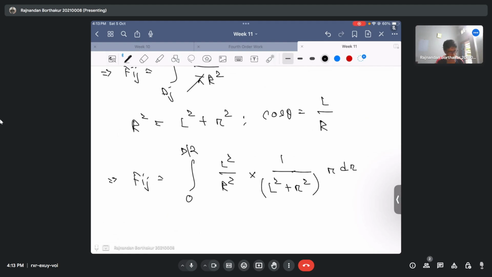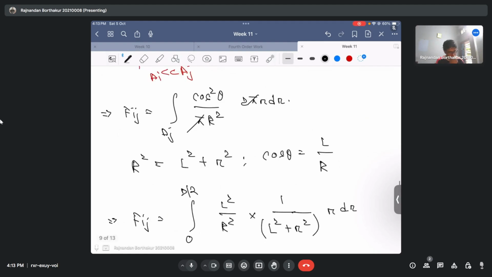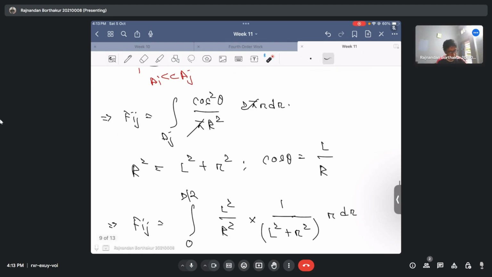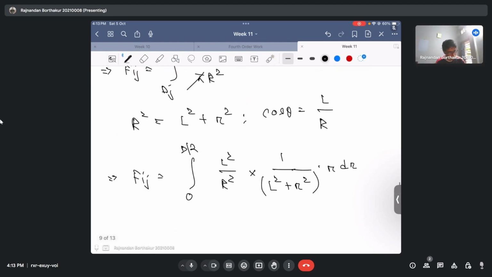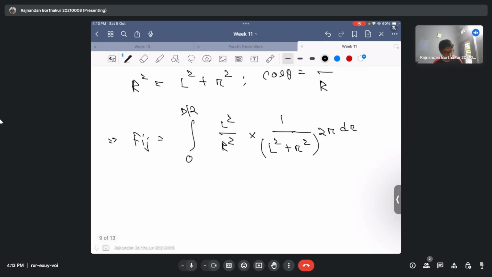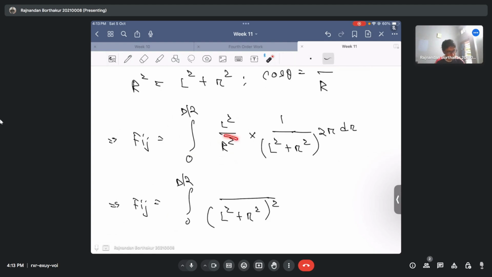Okay, and then what can we do? I think we missed a 2 here. Okay, so there is a 2 here also, so this becomes 2r. All right, and of course this R can also be written as L square plus small r square. So this Fij can now be written as the integral from 0 to d by 2, this just becomes L square plus r square, and whole square, because this R is nothing but L square plus r square itself. And then I have a 2L square here, and this integration is in terms of r dr.